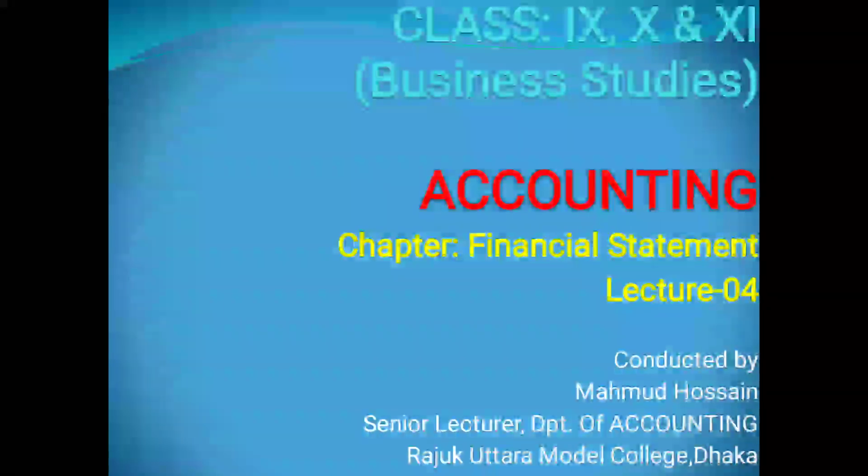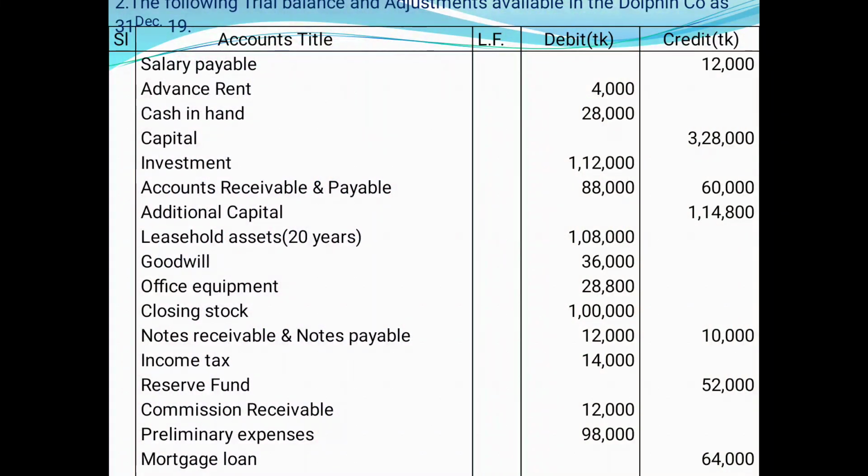At first, you have to write the question, that is the stem. You are watching it on the screen. A trial balance is given. The following trial balance and adjustments are available in the Dolphin Kong as on 31st December 2019. Serial number, account title, ledger folio, debit taka, credit taka.